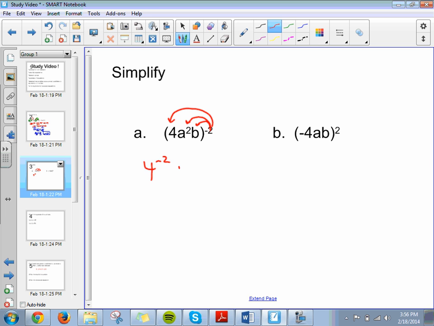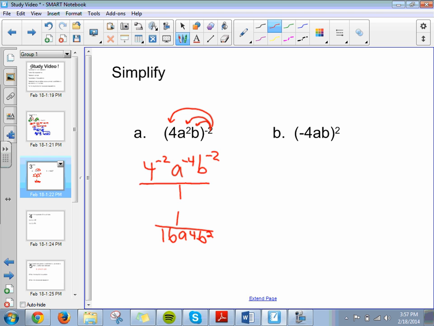So that's 4 to the negative 2, a to the negative 4, and b to the negative 2. Remember that what a negative exponent does is it takes it, if it's in the bottom, becomes the top, and if it's in the top, becomes the bottom. So we're flipping it. Right now we have this all over 1, and because all of ours are being raised to negative exponents, this then becomes 1 over. 4 squared is 4 times 4, which will give me 16, a to the 4th, and b squared.